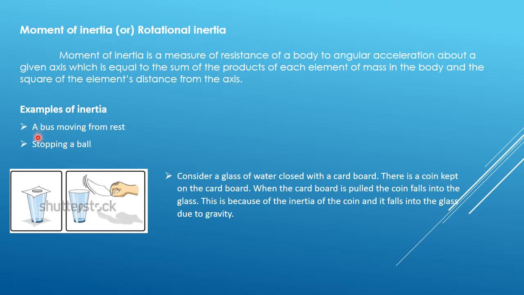You can see some examples: a bus moving from rest and stopping a ball, and also here you can see a glass of water closed with a cardboard, and there is a coin kept on the cardboard. Now if you pull the cardboard, the coin falls into the glass. This is due to the inertia of the coin, and it falls inside due to gravity.